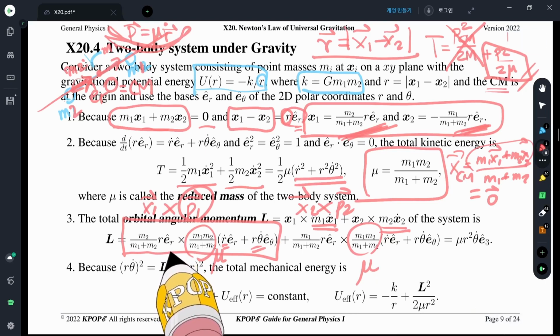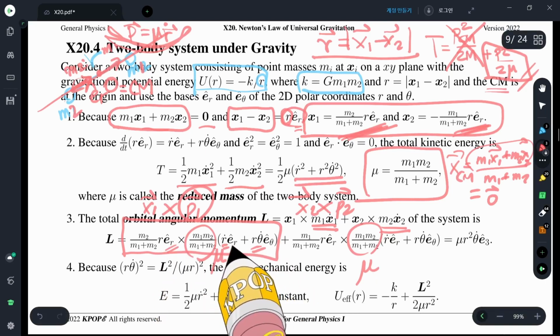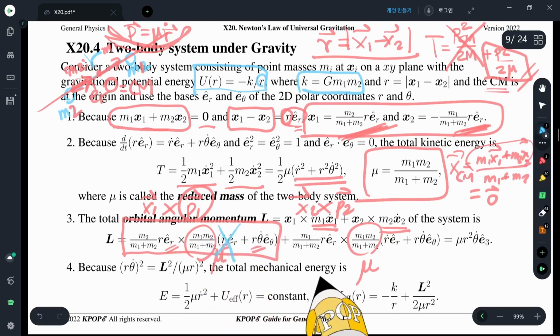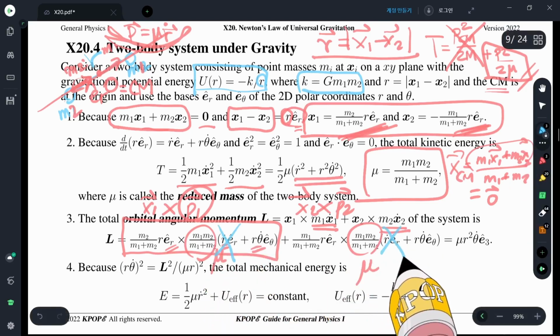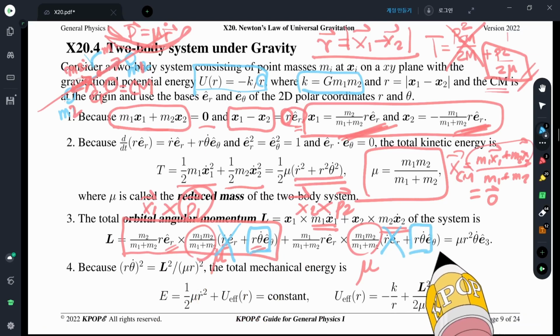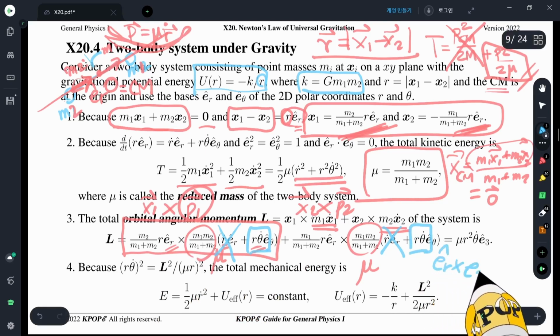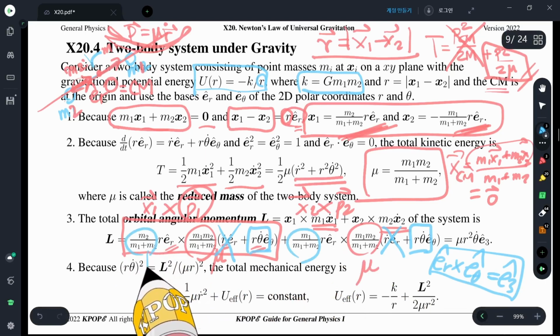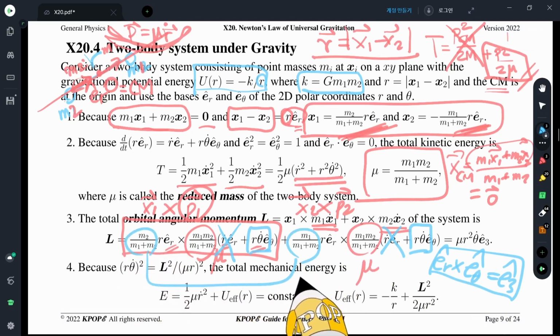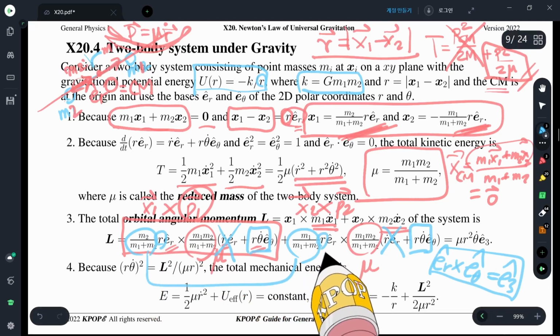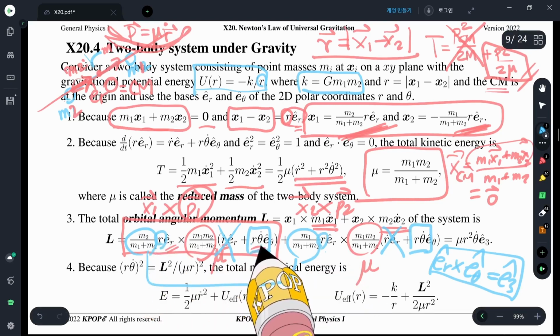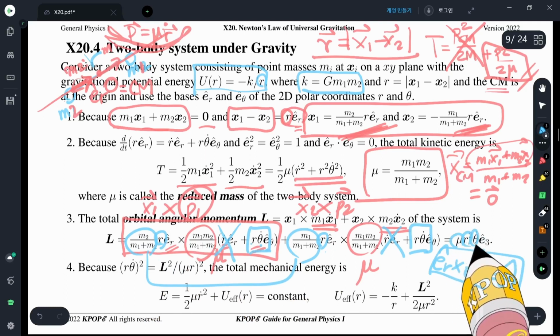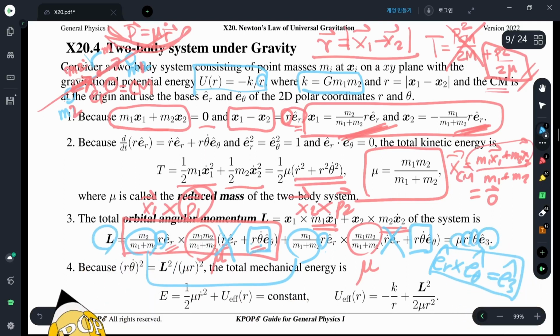Now we compute the cross product. Er cross er must vanish, so I don't need this one. What I need is only this. Then er hat cross e theta hat is e3 hat, as we know very well. And this is mu, and this one, if we sum, is 1. And we have a factor of r. So mu r squared theta dot e3 hat is the total orbital angular momentum.